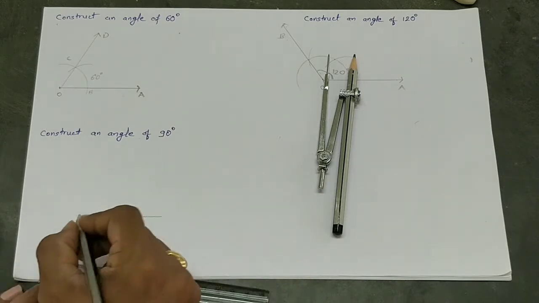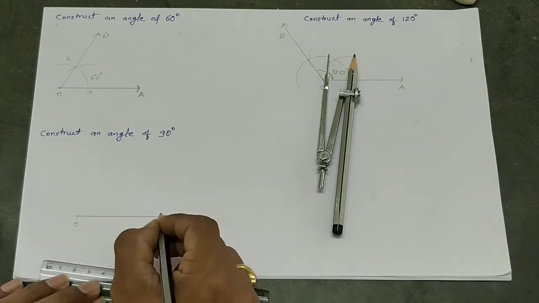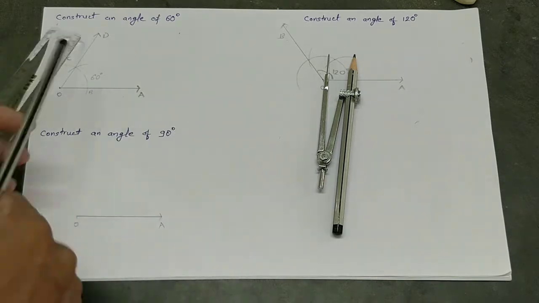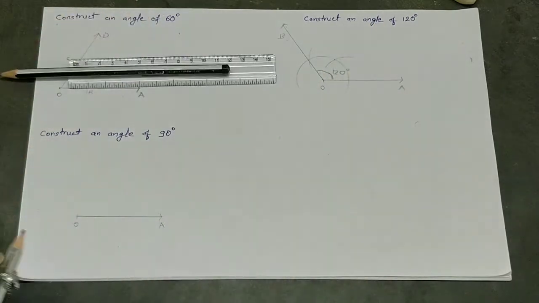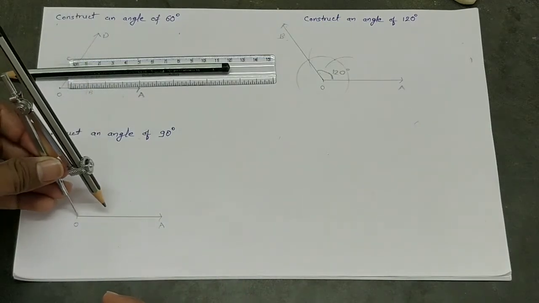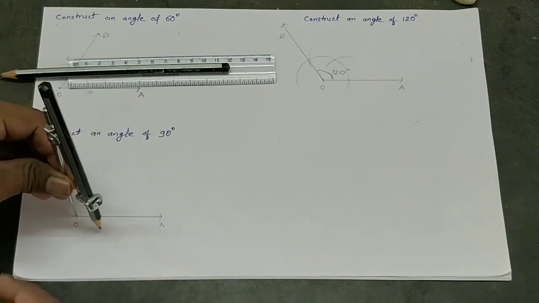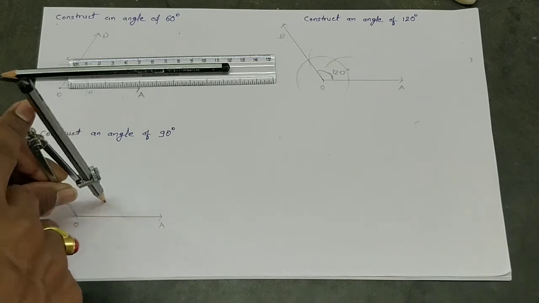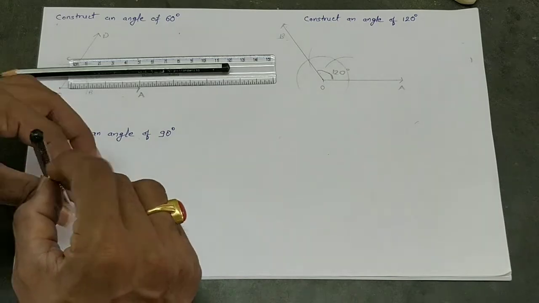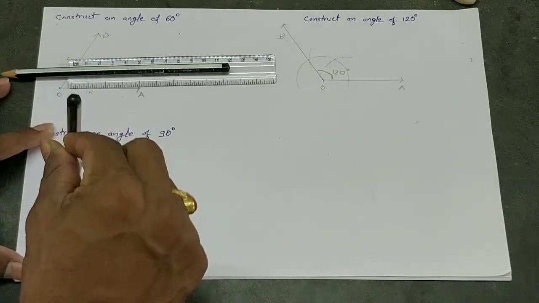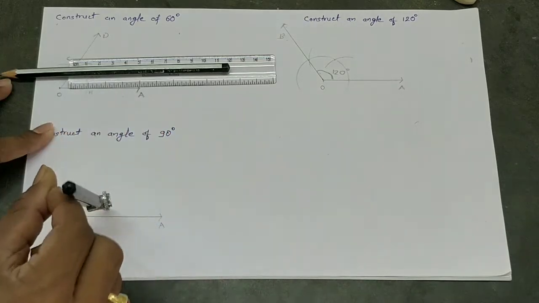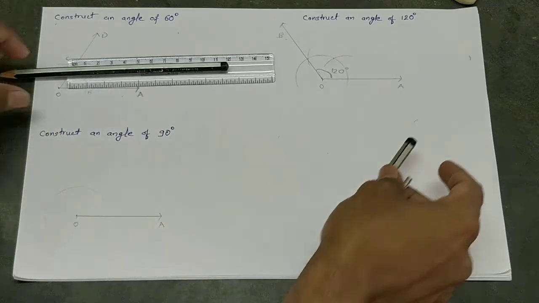Now this is my one arm. Suppose this point is O and this point is A. Now I want to construct an angle of 90 degree, and for that I am going to make use of this compass. I am going to take some random distance over here like this, and now I am going to cut one arc as we have drawn earlier for the angle of 60 degree and 120 degree. Basically we are drawing a semicircle from point O. As you can see, I have drawn one semicircle.